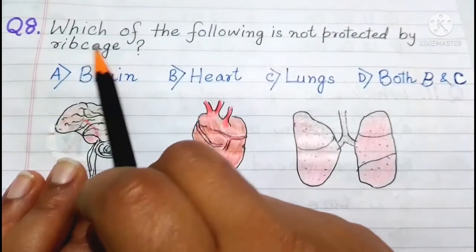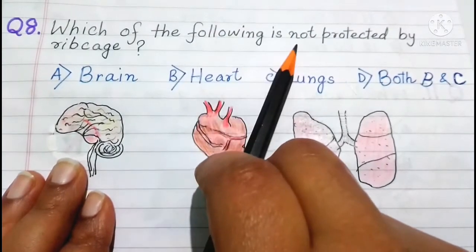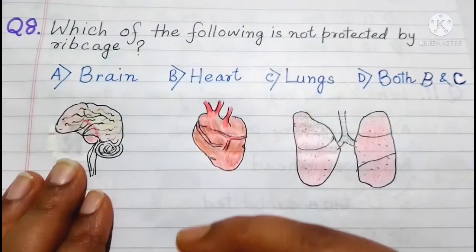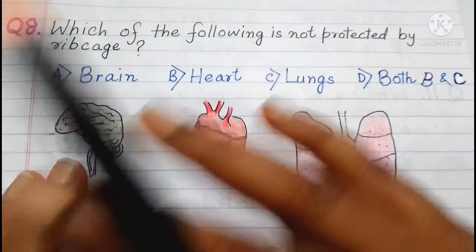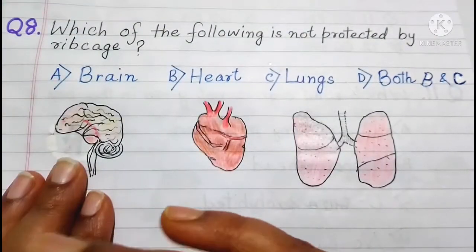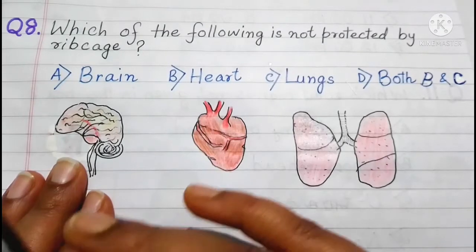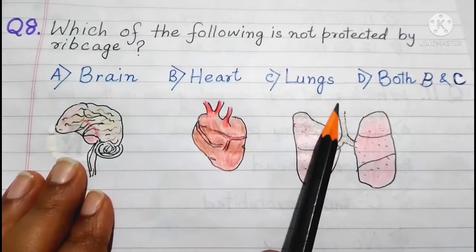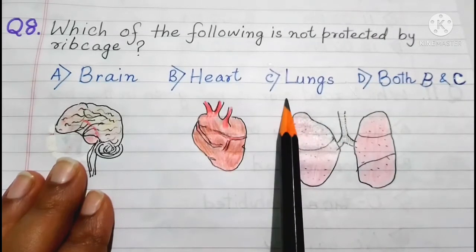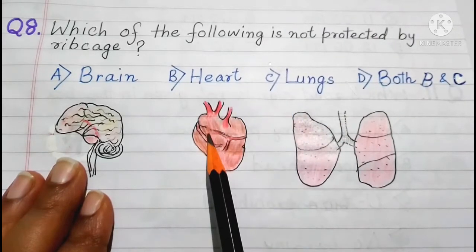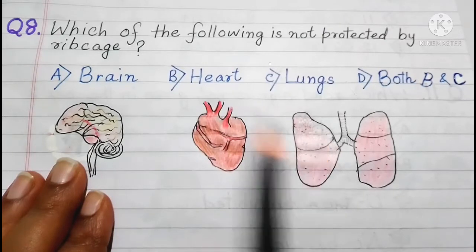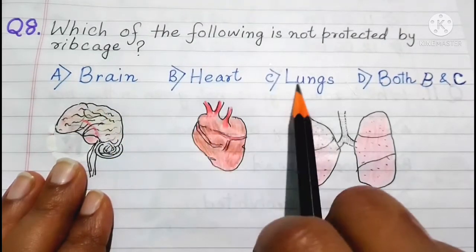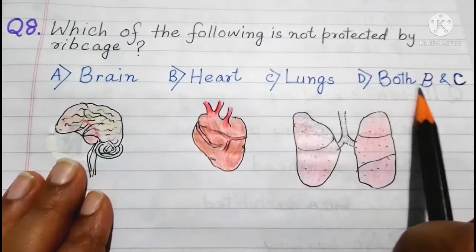Coming to question number 8. Which of the following is not protected by rib cage? So rib cage is a skeletal structure that is present inside our chest. So chest has got two organs. One is heart, one is the lungs. Okay, so this is the structure for heart, this is for lungs, this is for brain. Option A is brain, B is heart, C lungs, and D both B and C.